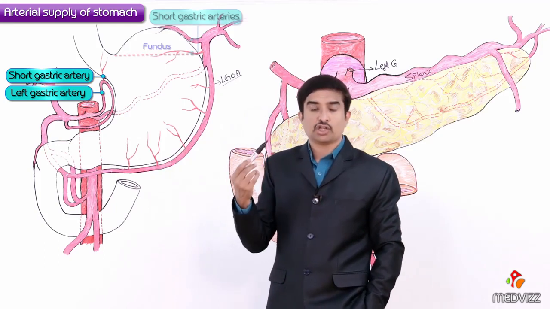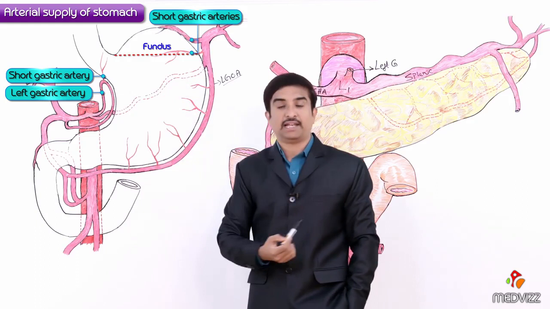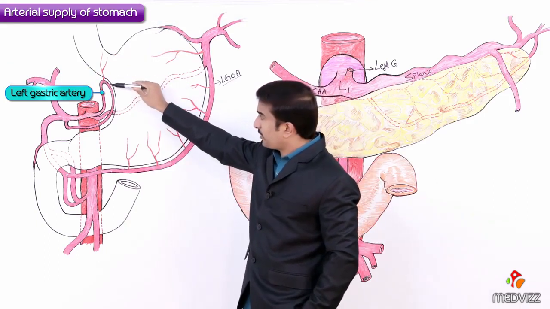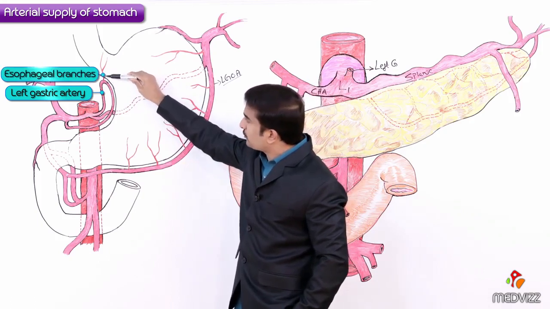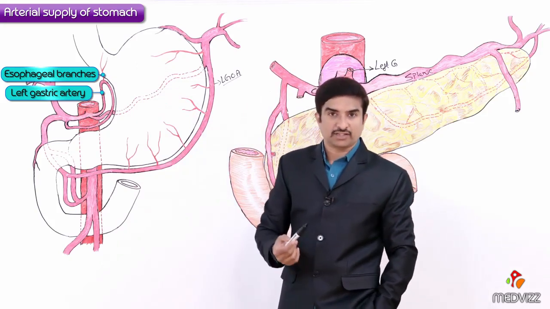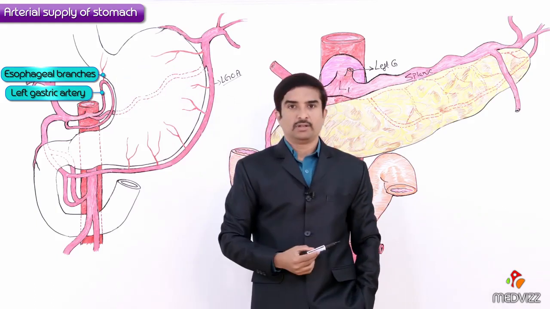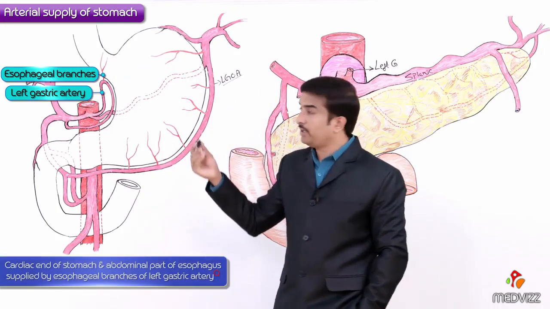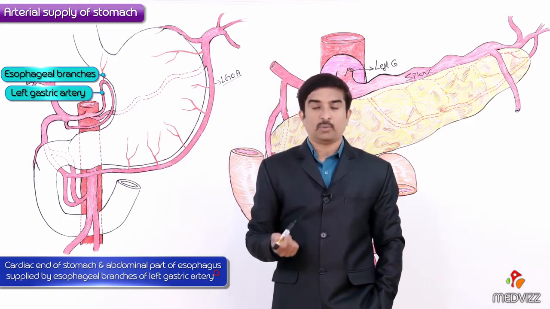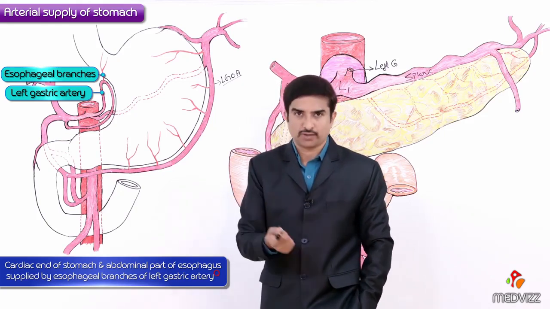We also have the short gastric arteries of the fundus as well as short gastric arteries which are coming from the left gastric artery, or simply we can say that the esophageal branches of the left gastric artery supply the abdominal part of the esophagus as well as the cardiac end of the stomach. So what is the blood supply of the cardiac end of the stomach or abdominal part of the esophagus? Nothing but, we can say, the esophageal branches of the left gastric artery.